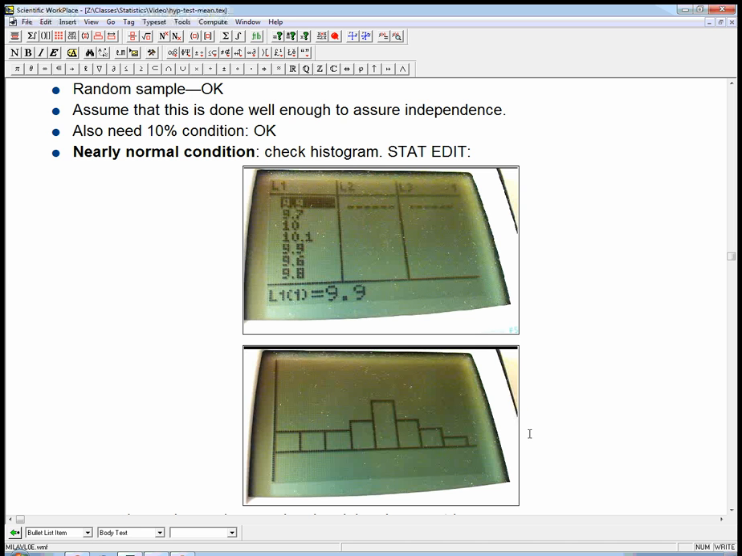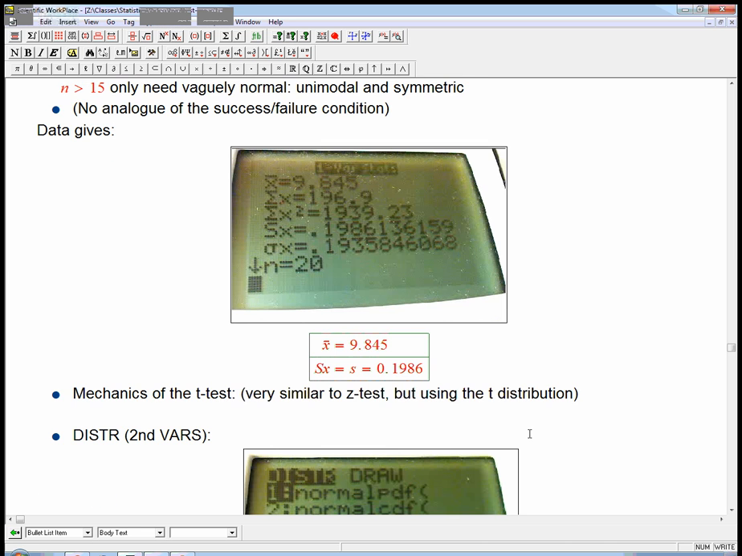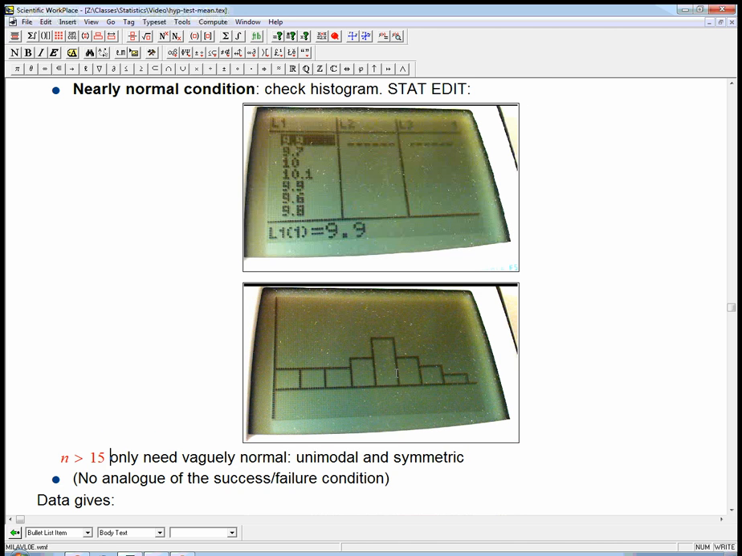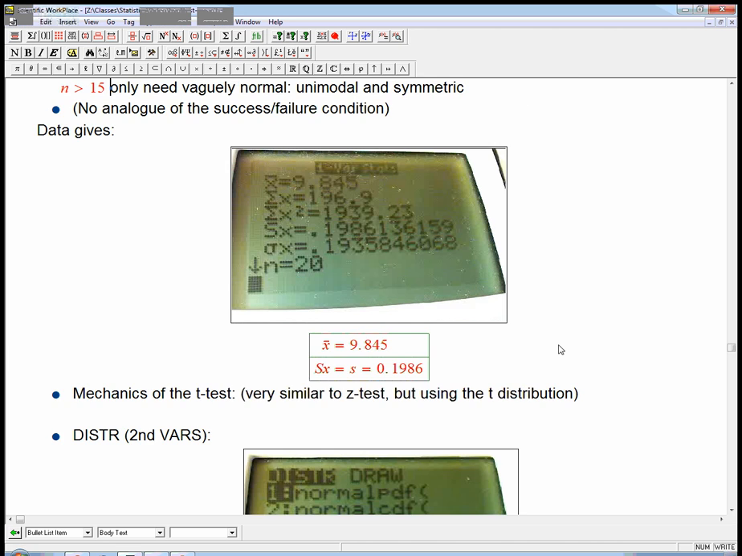probability plot, seeing if it's straight, but maybe we'll do that in a different video. I didn't set that up. With n greater than 15, here the sample size is 20, we only need it to be vaguely normal. Remember, it doesn't have to be perfect, and certainly that's not something that looks perfectly normal, but it's not horrible. Okay. All right, there's no analogous success-failure condition to check, so we're good.